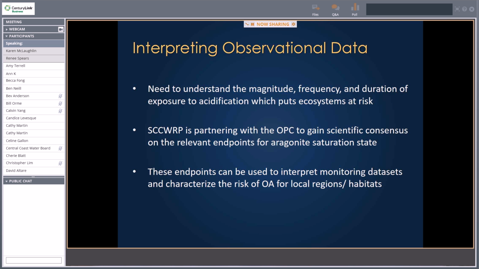Okay, so once you have this wonderful data set, how do you interpret your risk? For this, you're going to need an assessment framework. And unfortunately, there isn't one. But that said, we are actively working on this problem. SWRCB is partnering with the OPC to get scientific consensus on relevant endpoints for saturation state and other carbonate parameters. The idea is to try to understand impacts on magnitude, frequency, and duration of exposure that might affect sentinel species like pteropods and oysters. And once these endpoints are developed, they can be used to understand your monitoring data and characterize the risk.